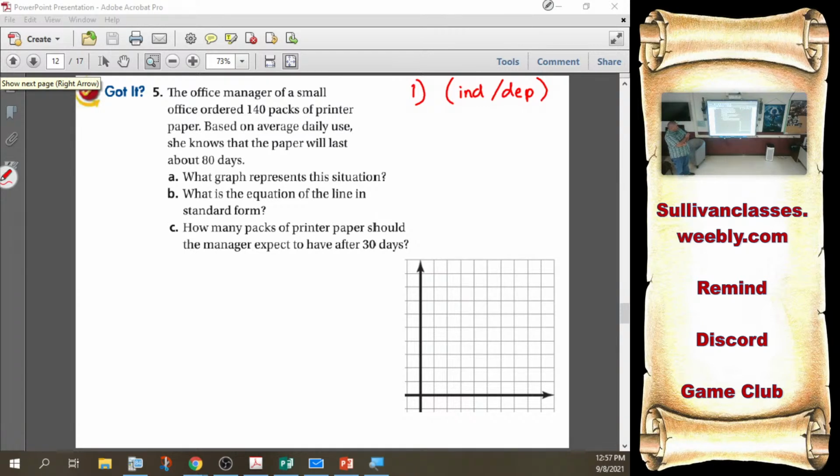So, you got a small office, you're going to order a bunch of paper. Based on average use, it lasts 80 days. Do you say, I have 80 days in the office, therefore I must have this much paper? Or do you say, I got this much paper, so it will last this long? Right? So the first thing you do is label this is paper, comma, days.